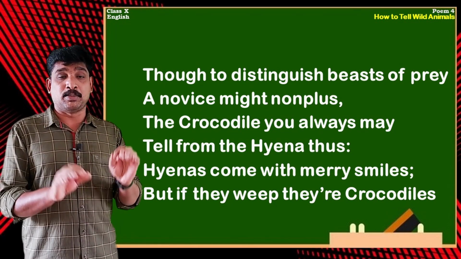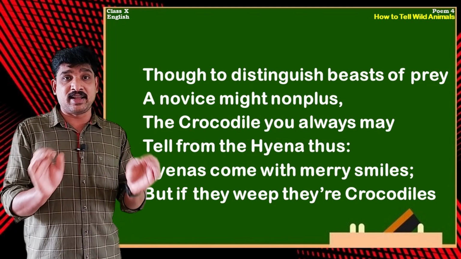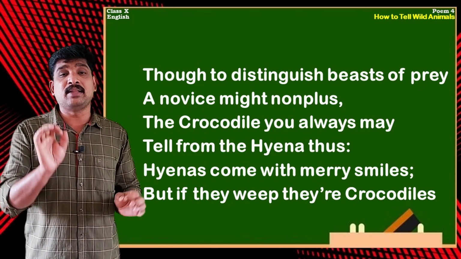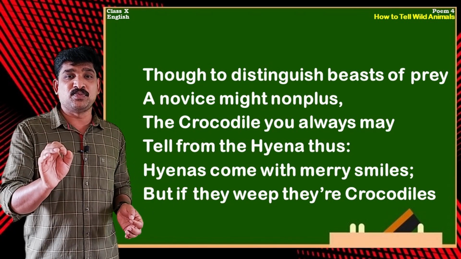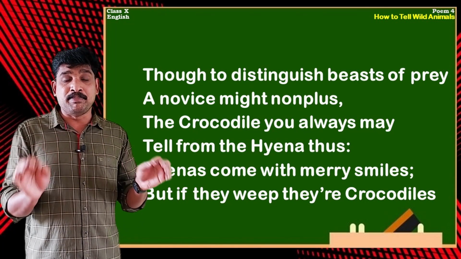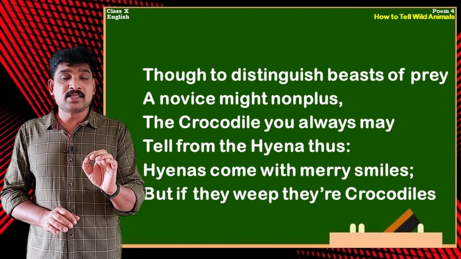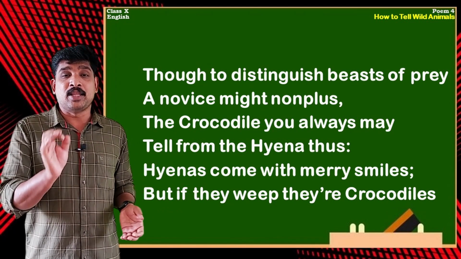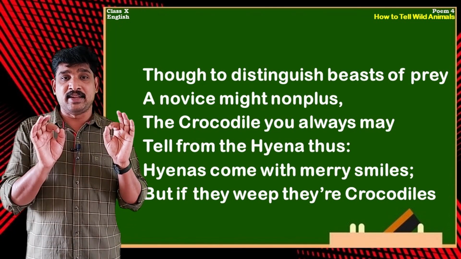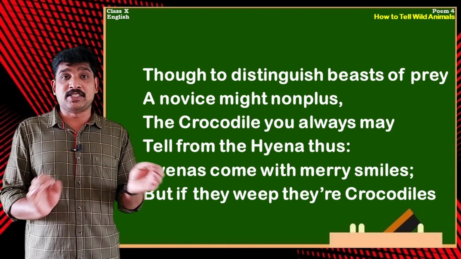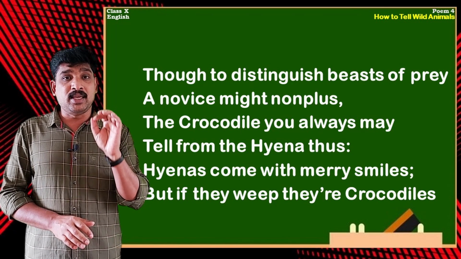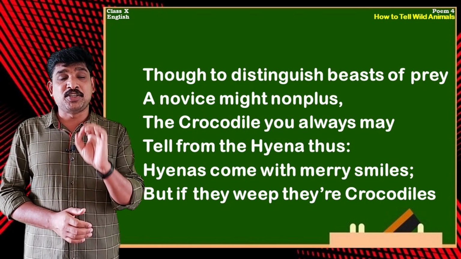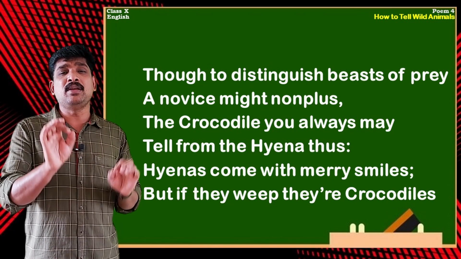In this fifth stanza, the poet says, for someone who is new to the job of recognizing wild animals, it will be like a puzzle to recognize wild animals that hunt other animals for their food. It will be confusing for the novice or the beginner to recognize the beasts of prey. She says the beginners will be confused to find the difference between hyenas and crocodiles. So here the poetess tries to help the readers by explaining the difference between the hyenas and the crocodiles. She says that hyenas will be smiling, whereas if it is a crocodile, it is always in tears or it will always be crying. And she warns that both these animals are equally dangerous.